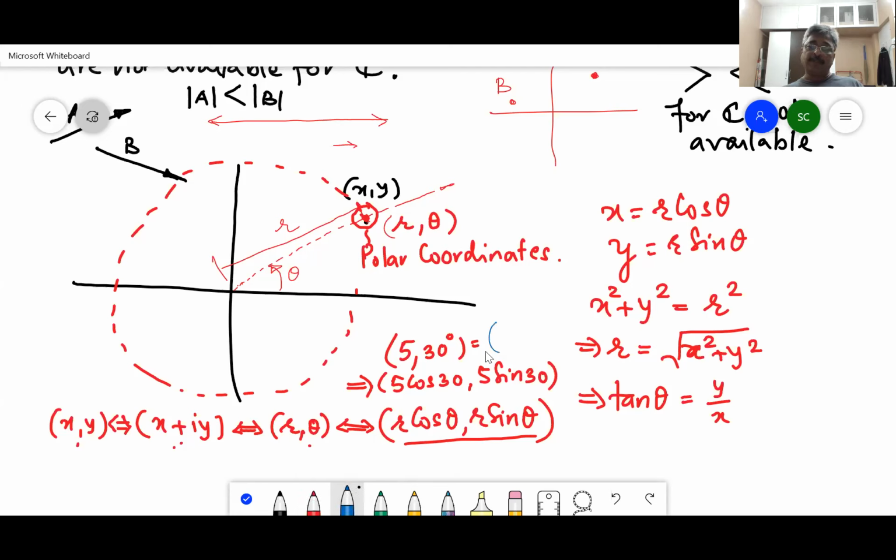tell me, what is cos 30? Root 3 by 2. And what is sin 30? 1 upon 2. 1 by 2. So this is the complex number which is 5, 30.